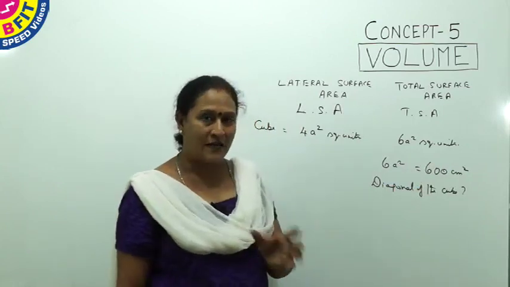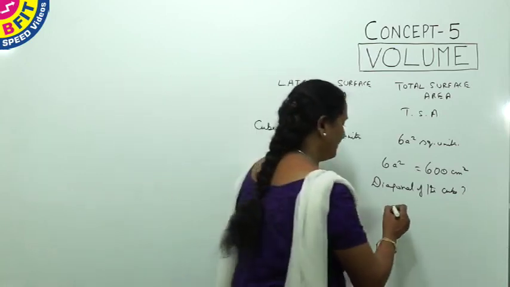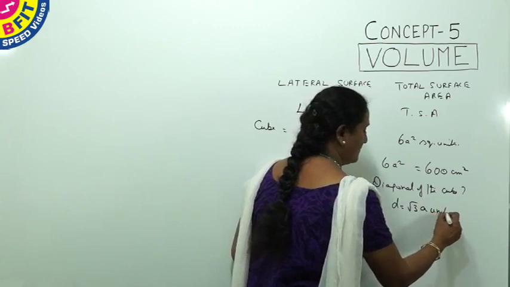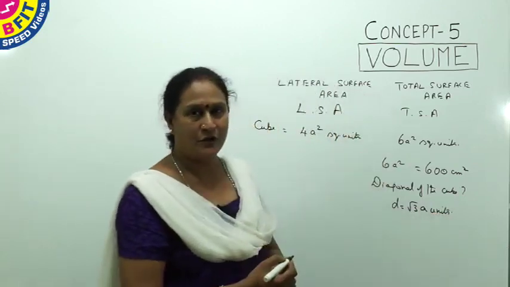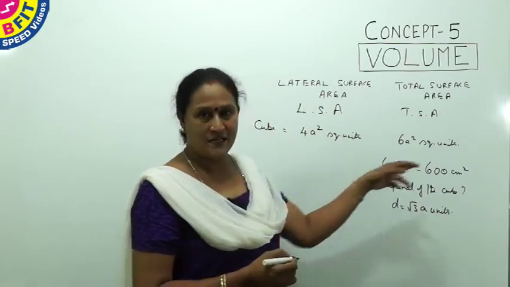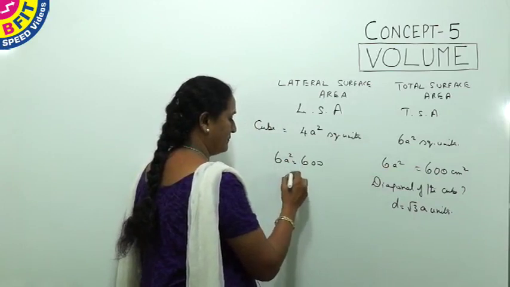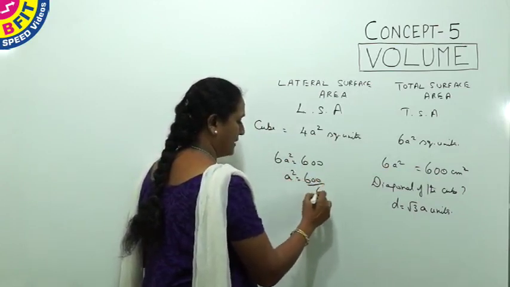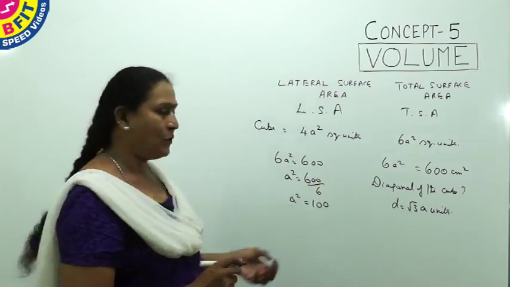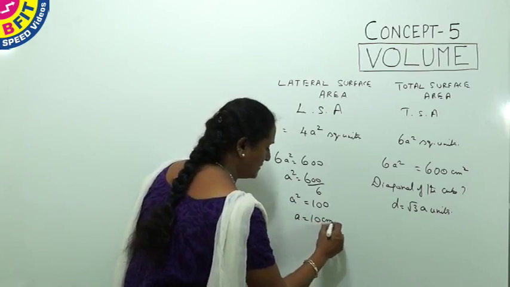In the concepts of diagonals, I have told you what is diagonal of a cube. It is root 3 times a units. So we'll find the side of the cube, and then multiplying it with root 3 we get the diagonal. Here 6a square is 600, so a square is 100. Taking square root on either side, a is 10 centimeters.